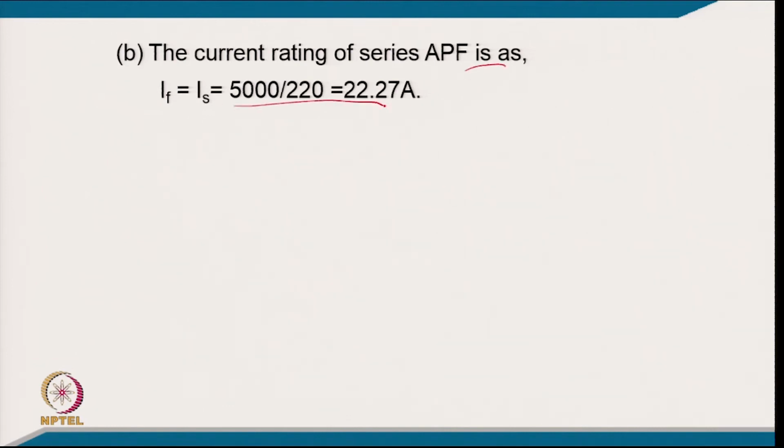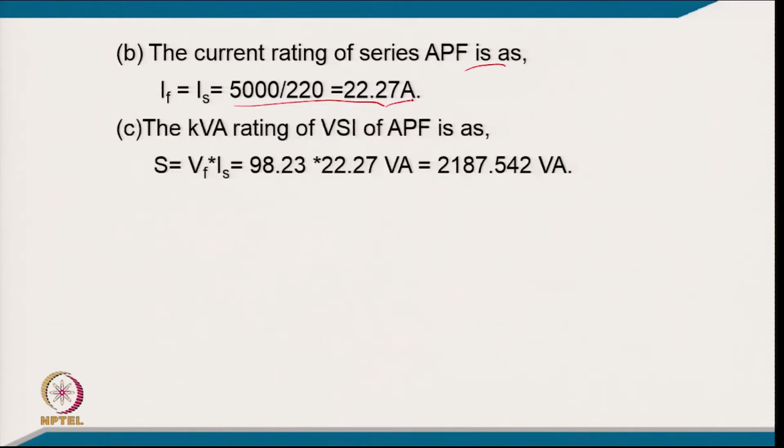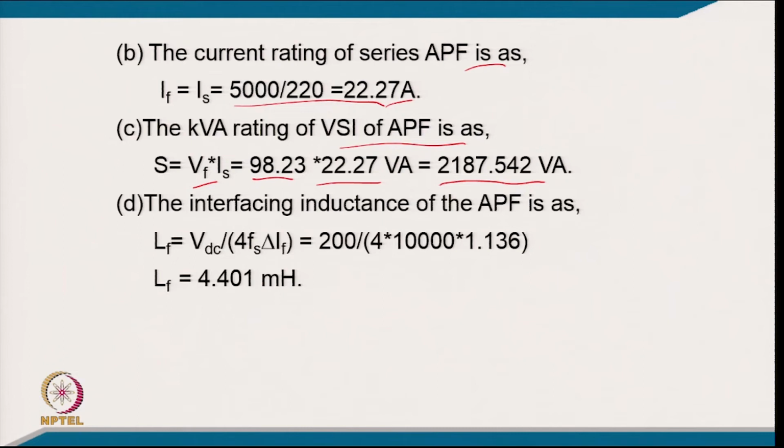The load is 5 kVA, that is 5000 VA divided by the load voltage 220 volt, so it comes to 22.27 ampere. The kVA rating of the active power filter is Vf into Is, so it is the voltage 98.23 multiplied by 22.27, which comes to 2187.542 VA. The interfacing inductance of the active filter is LF equals VDC upon 4 Fs delta IF. Putting in the values, we get an inductance value of 4.401 millihenry.